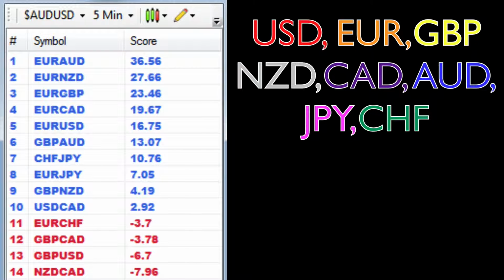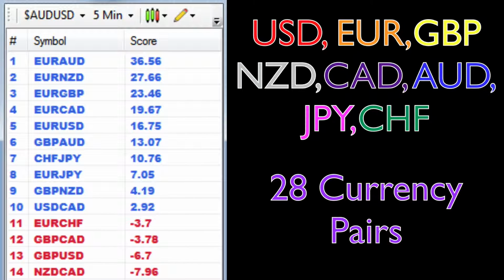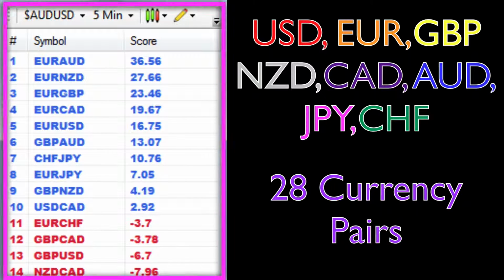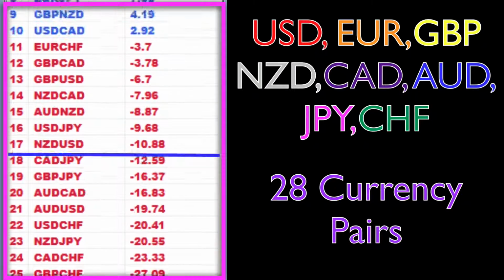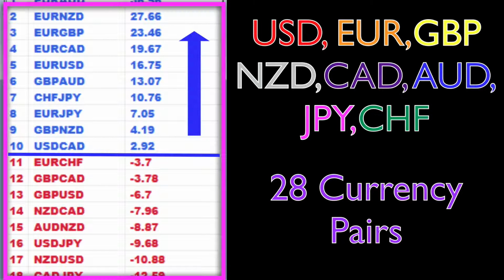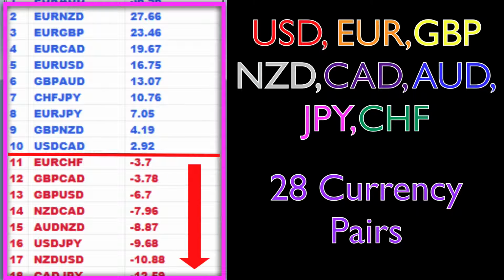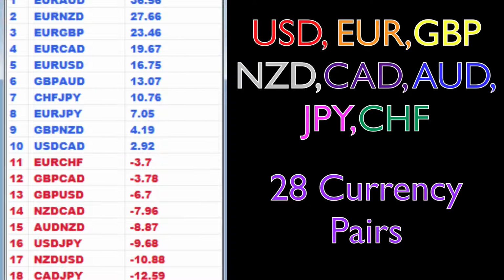From the 8 major currencies come the 28 currency pairs, which are then displayed in a table with their relative strength scores updated second by second and minute by minute. And you can think of this as a leaderboard. A score above 0 indicates bullish momentum and is displayed in blue, whilst the score below 0 indicates bearish momentum and is displayed in red.